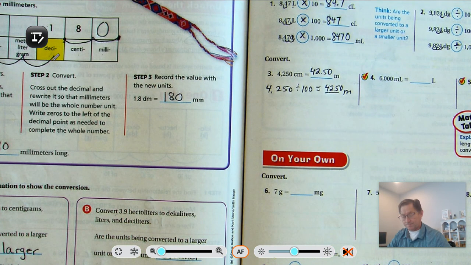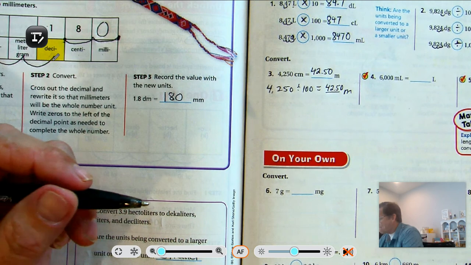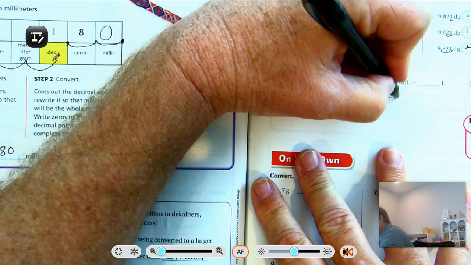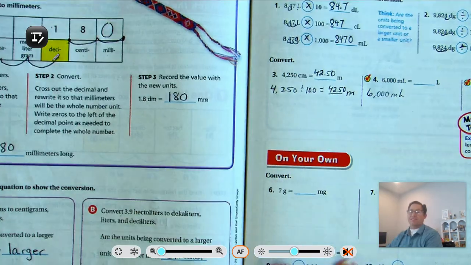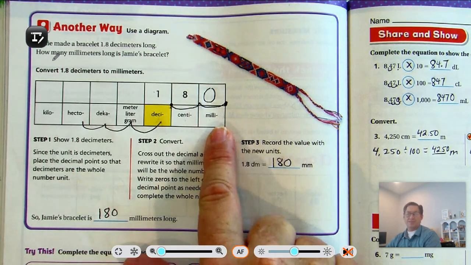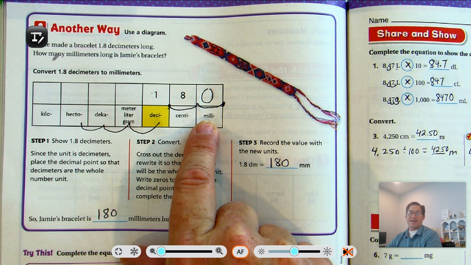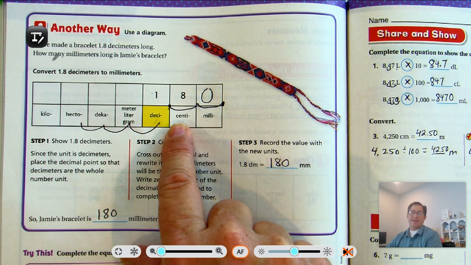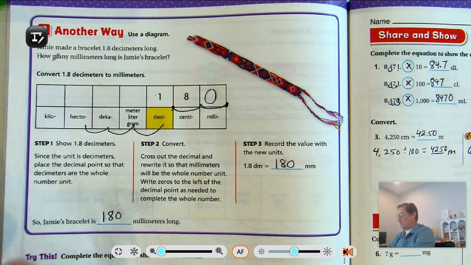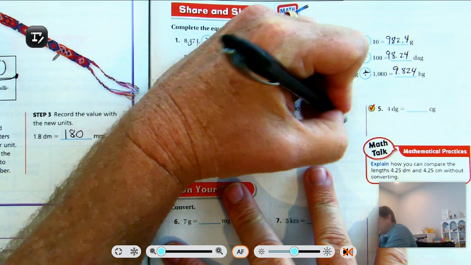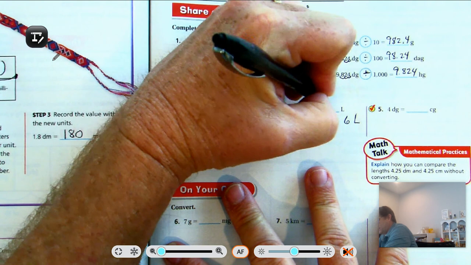Number 4. 6,000 milliliters, and we're changing that to liters. Milliliters are smaller than liters, so milliliters to liters is 1,000 times smaller. So take 6,000 and divide by 1,000, and that would give us 6 liters.